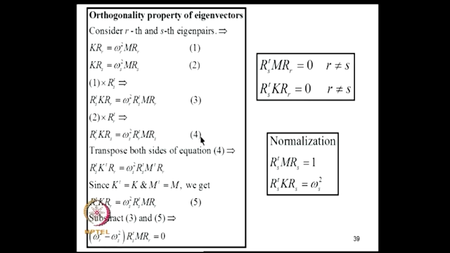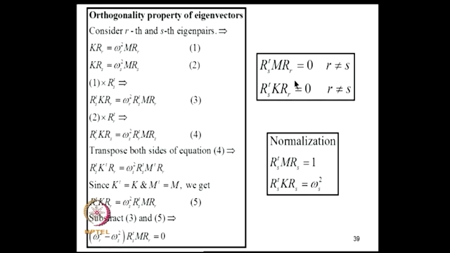Now, if we transpose both sides of equation 4, I get this equation. Here we notice that (AB) transpose is B transpose A transpose; that relation is used. Since K is symmetric, K transpose is the same as K and M transpose is the same as M, therefore equation 4 after transposing both sides reads as shown here. Now, if I subtract 3 and 5, I get this equation. If r is not equal to s, we can deduce from this equation that r_s transpose M r_r is 0 for r not equal to s, and similarly r_s transpose K r_r would be 0 for r not equal to s.